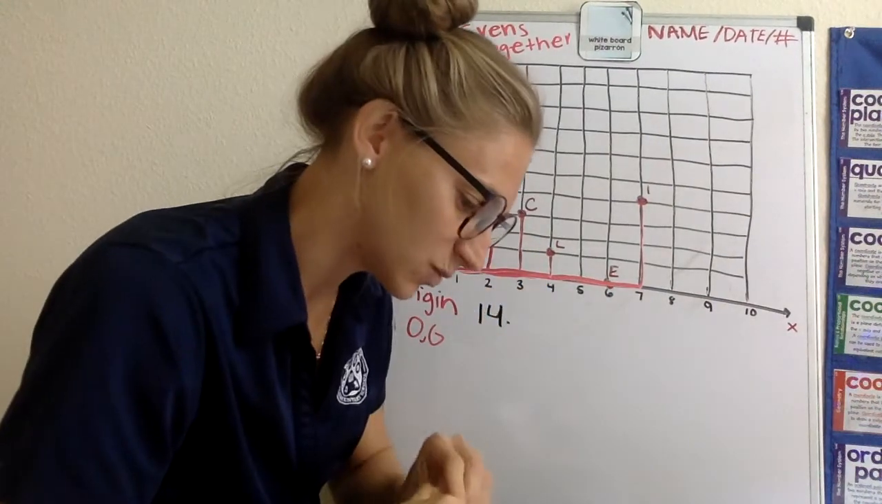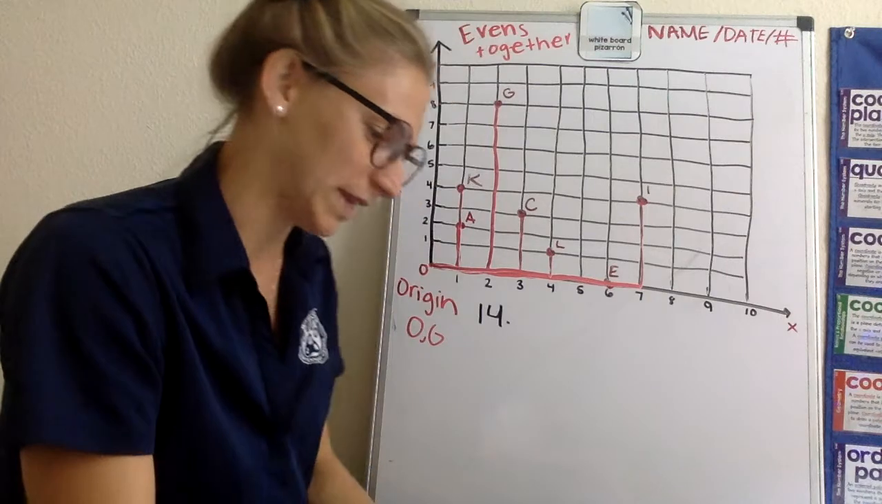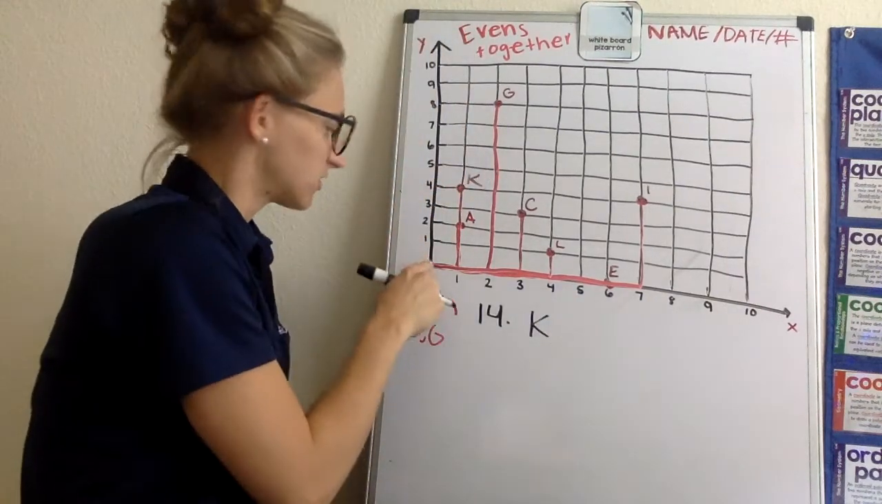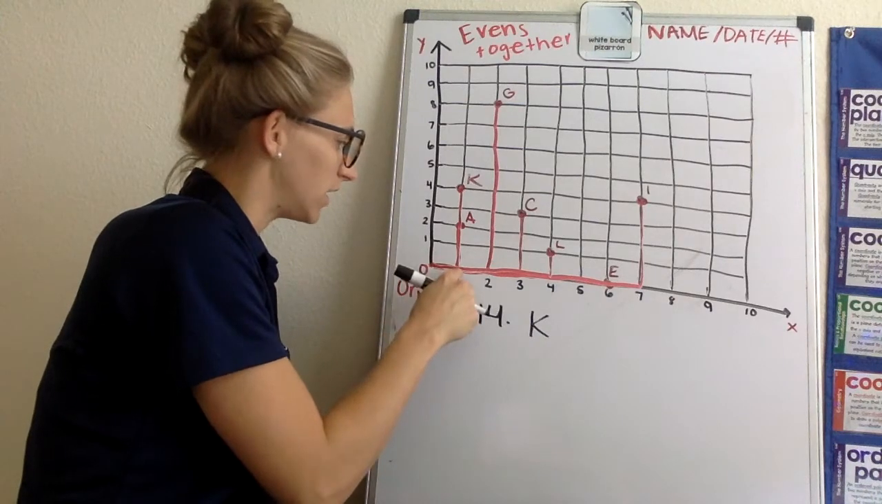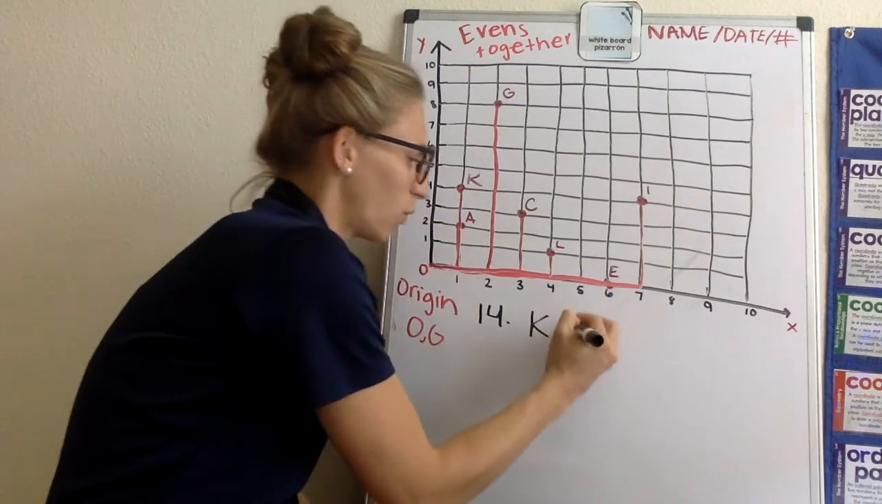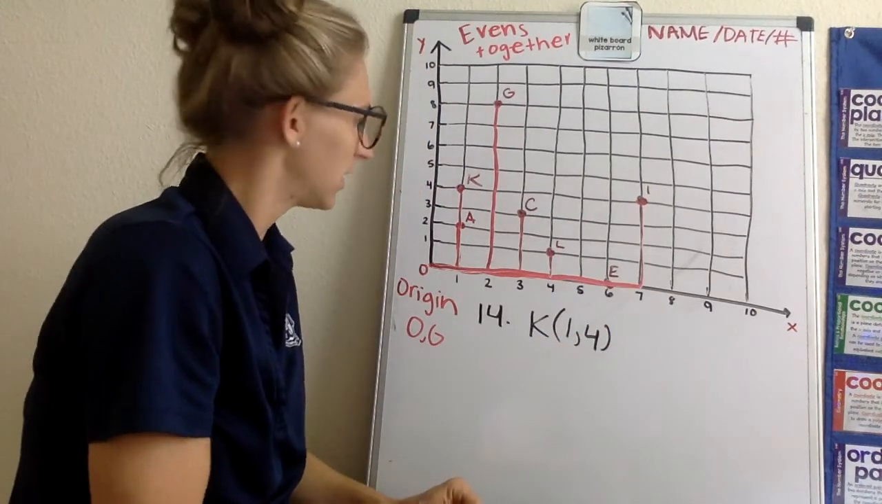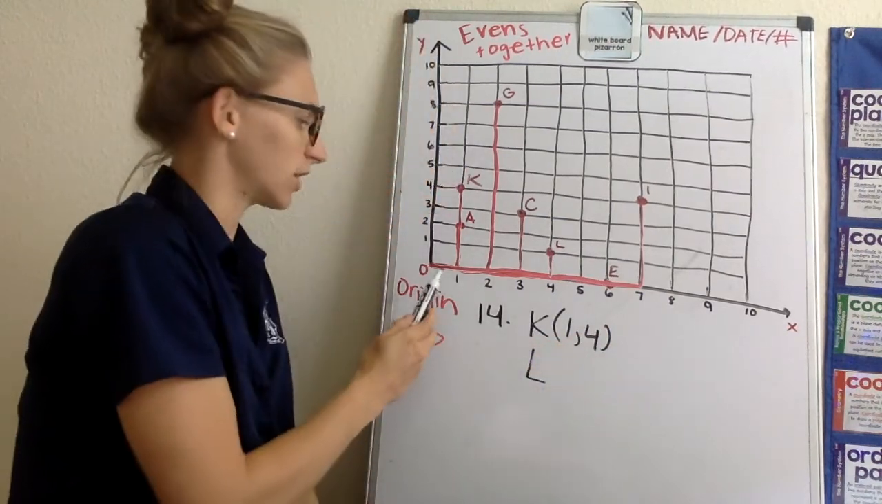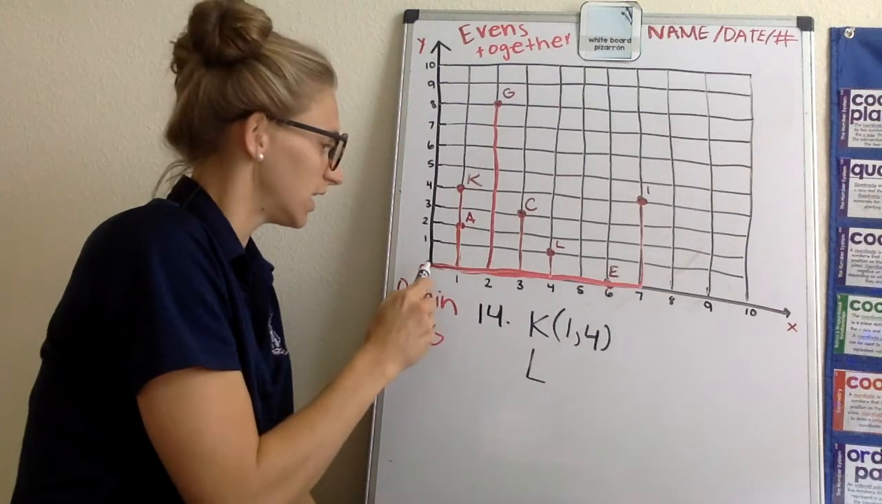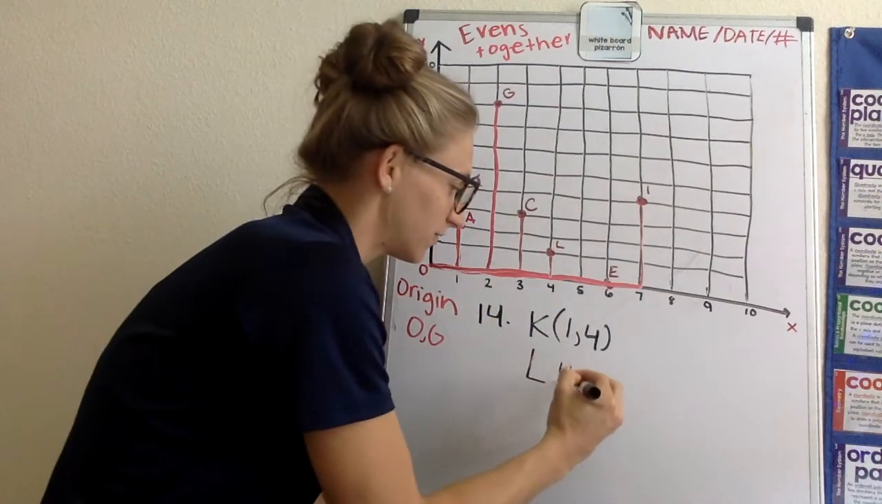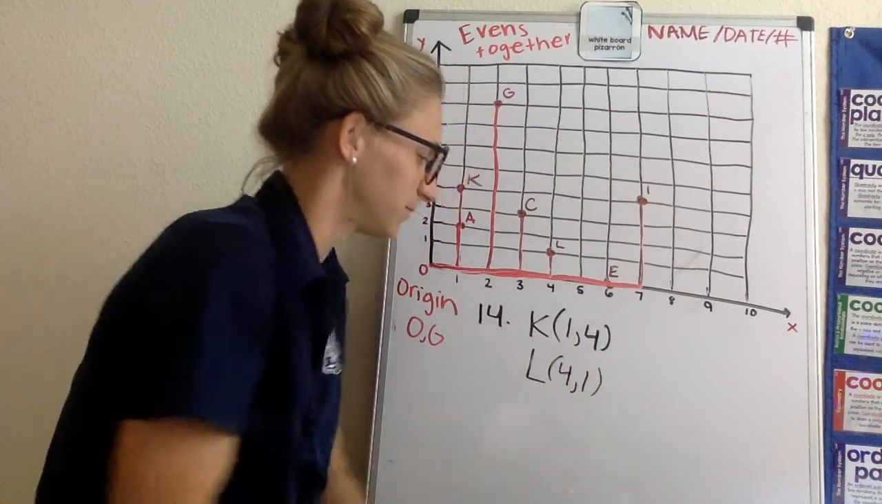And number 14 says, what is the difference between K and L? Let's take a look here. K, starting at the OG, is 1, 4. So that's my K. And my L, I'm going to start at the OG, my origin, is 4, 1.